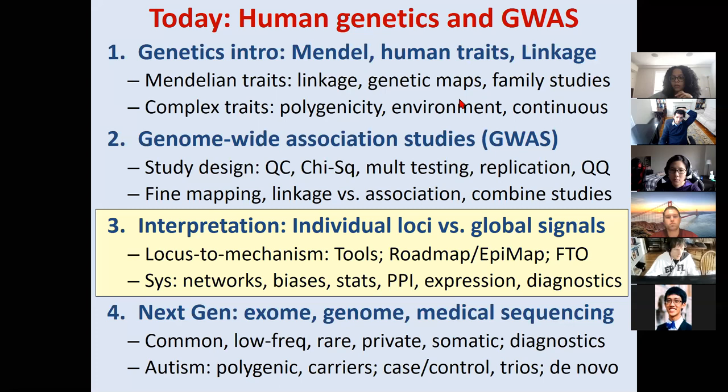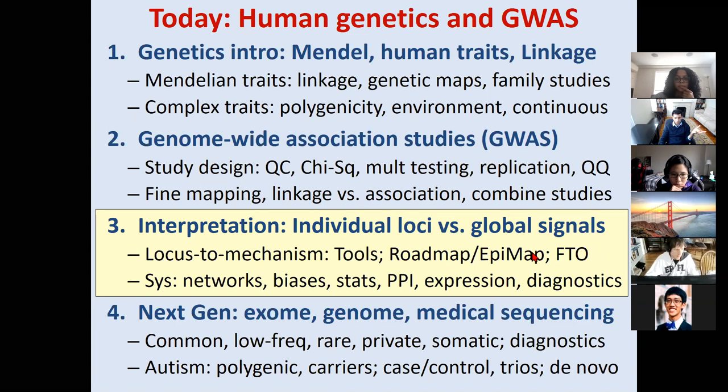All right, so let's now switch to interpretation. How do we go from a genetic locus to the mechanism through which it works? How do we do that for individual loci, and how do we do that for global signals? So we're gonna look at different tools, and then we're gonna look at some case studies, including the Roadmap Epigenomics paper, this EpiMap paper, and this FTO paper, all of which I've had the privilege of being a part of.